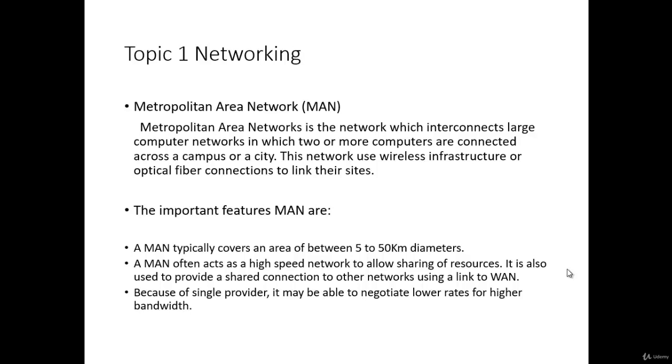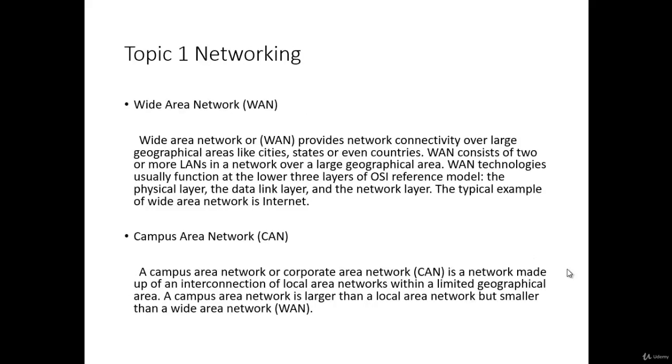The important features are: a MAN typically covers an area of between 5 to 50 km diameter. A MAN often acts as a high-speed network to allow sharing of resources. It is also used to provide a shared connection to other networks using a link to a WAN. Because of a single provider, it may be able to negotiate lower rates for higher bandwidth.